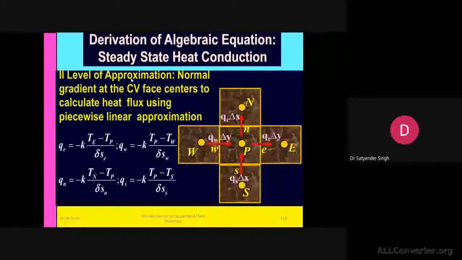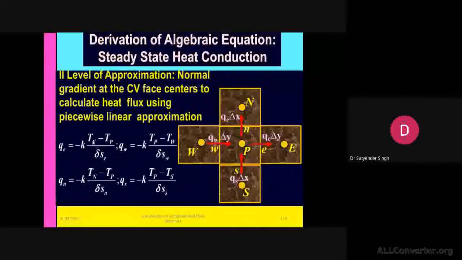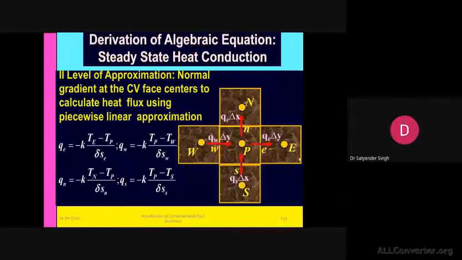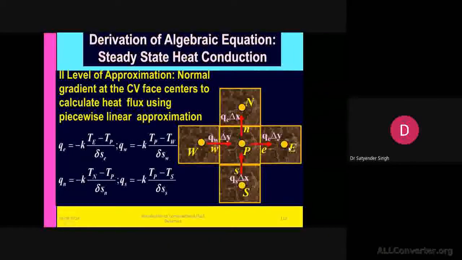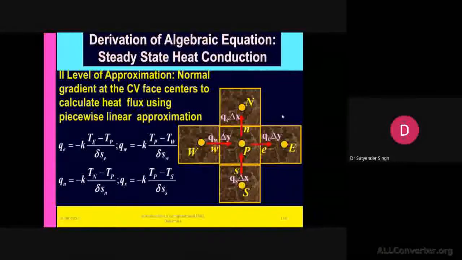And in the second order approximation, we are expanding the heat flux on the basis of Fourier's law of heat conduction, like k delta T by delta x. Let's say for the flux at the east face, how do we calculate it? By taking the value of the east cell and the previous cell. P is representing here the central point. This is a common point for the north face, south face, even for the west face.